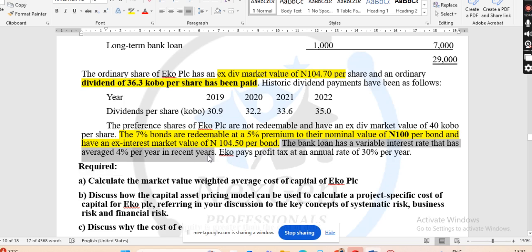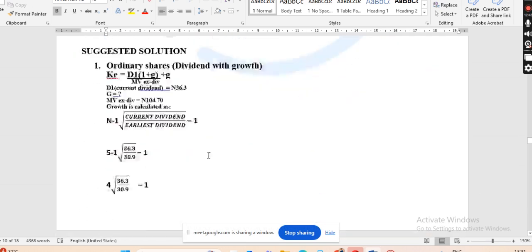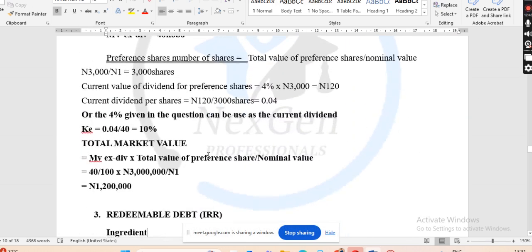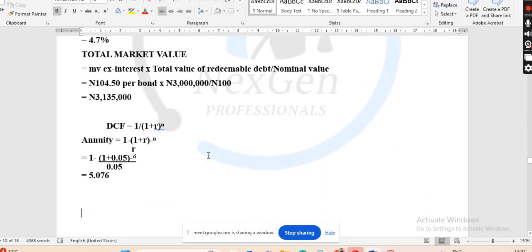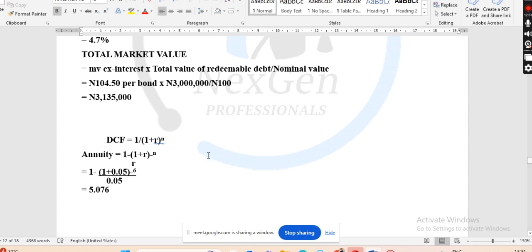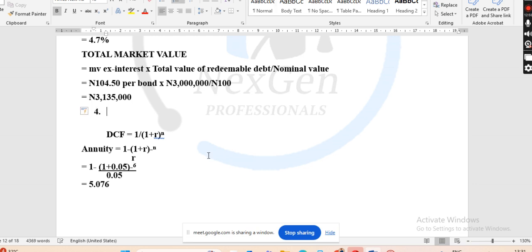Don't forget that bank loan is irredeemable debt. It is non-traded debt, a debt that cannot be traded in the market, right?